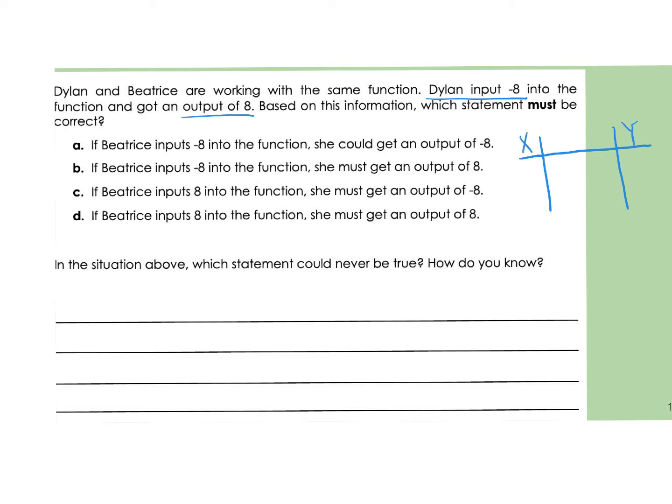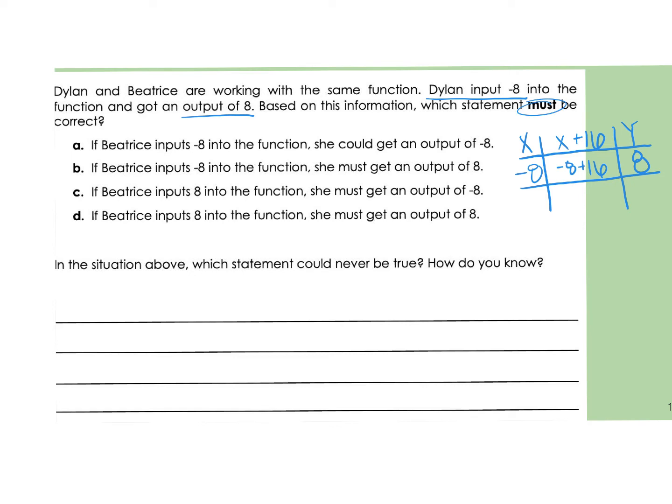He had an input and an output. He put in a negative 8, and he got an 8 as his output. So what happened to negative 8 to get it to equal positive 8? So he took his X value and he added 16 to it. Okay, I might not need all this information, but I just want to make sure that I've thought it through before I try to figure out an answer. So which statement must be correct?